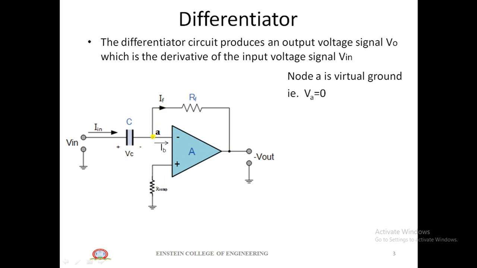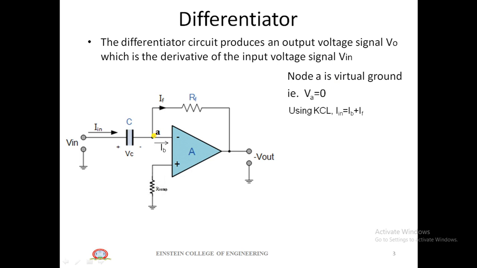Here, see this node A is the virtual ground. We already studied this concept of virtual ground in the previous video. I will give the link in the description box. Go through that video also. So this is the virtual ground. That means the voltage at this point will be the same as the voltage here. That is the virtual short circuit. So here the voltage will be 0. The potential at the terminal A is equal to 0. VA is equal to 0.